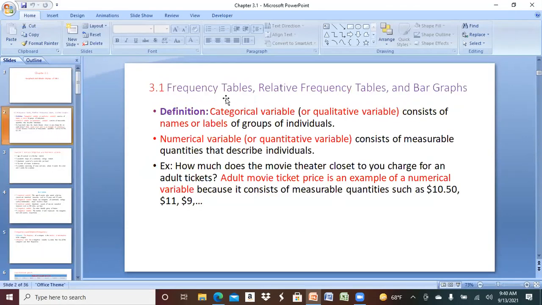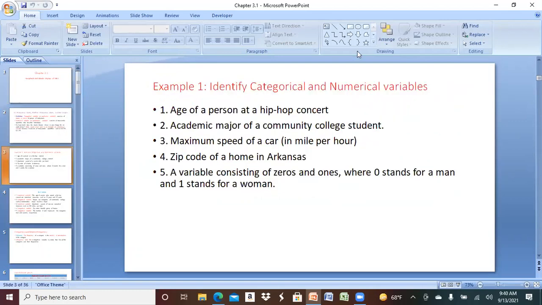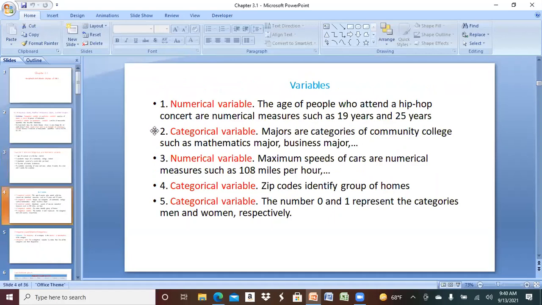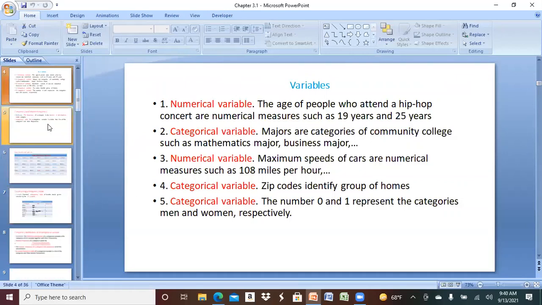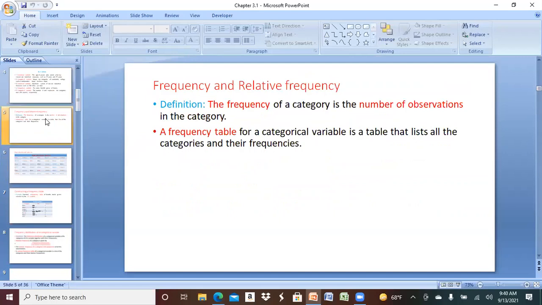Any questions about the variables, numerical and categorical? If it is a number, we call it a numerical variable. If it is a class or label, we call it a categorical variable. That is the difference between the numerical variable and the categorical variable. And now you have an idea about variables.